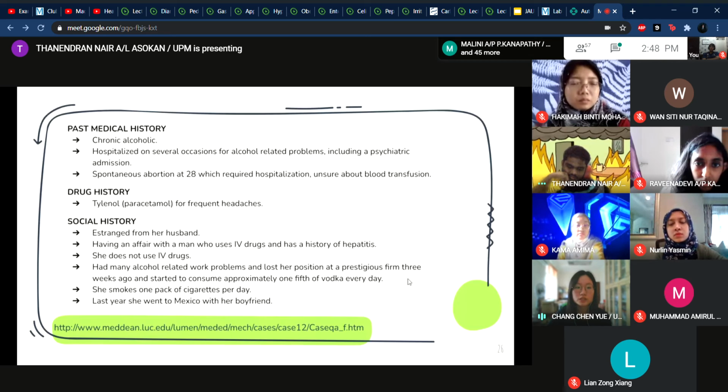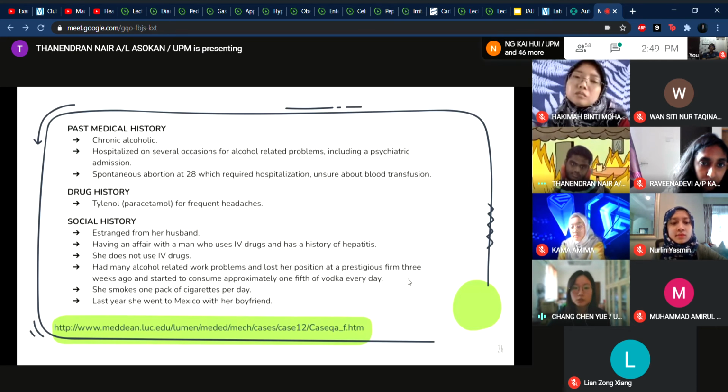For drug history, she takes Tylenol, which is one kind of paracetamol, for frequent headaches. And social history, she's estranged from her husband and having an affair with a man who used intravenous drugs and has a history of hepatitis. She does not use any intravenous drug, and she had many alcohol-related work problems and lost her position at a prestigious firm 3 weeks ago and started to consume approximately 1/5 of vodka every day. She smokes 1 pack of cigarettes per day, and last year she went to Mexico with her boyfriend.